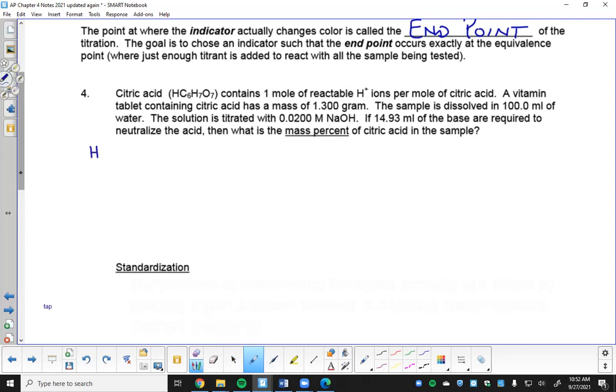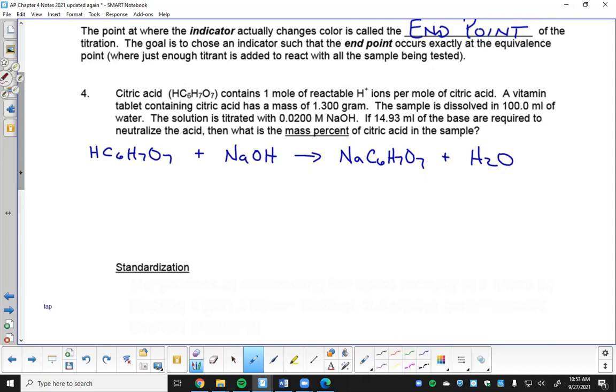So we know the formula, we can just set this up. A weak acid, because it's not on our list of strong acids, but it's an acid nonetheless, and sodium hydroxide. It's going to make HOH and sodium citrate, so C6H7O7. And it's already balanced. One hydrogen reacting with one hydroxide to make one water molecule. It's all good.